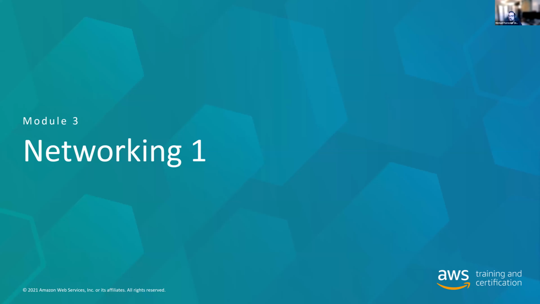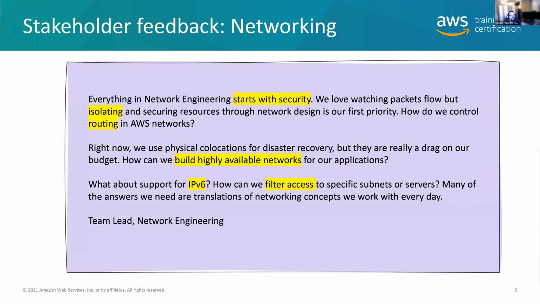All right, so let's talk about networking then. And so here's our feedback here. We're still focused on security, which by the way, was the number one objection to cloud back in 2010. So I could argue that first and foremost, AWS is a security company. So what we want to do is isolate and secure resources with our design, but we also want to build highly available networks.